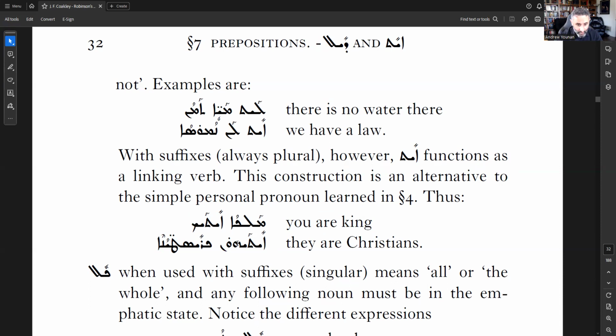Ethehon, they are Christians. You can always use this. Ethe, ethek, ethau, ethe, ethane, ethekon, etheken, ethehon, ethehen. It's just I am, you are, he is, she is, and so on.